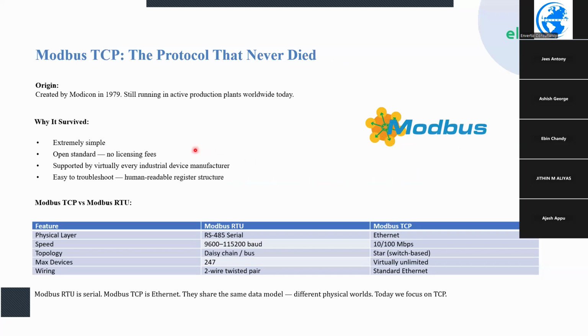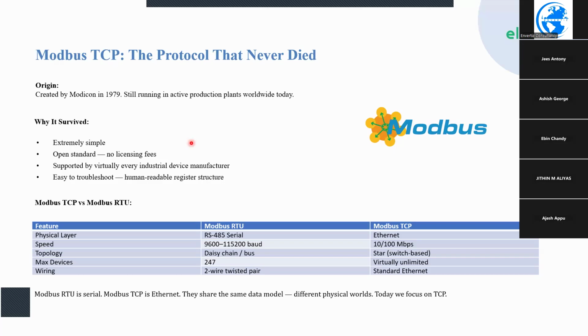It was introduced in 1979 by Modicon, and it's still running in active plants every day. As I said, it's extremely simple and easy to troubleshoot. Most of the technicians in the field can understand and troubleshoot if any issues come up or the system is not working, or someone can easily guide them to troubleshoot the issue. There is no encryption, and the licensing is free. Most manufacturers support libraries or directly support Modbus, so it's very commonly used in industry.